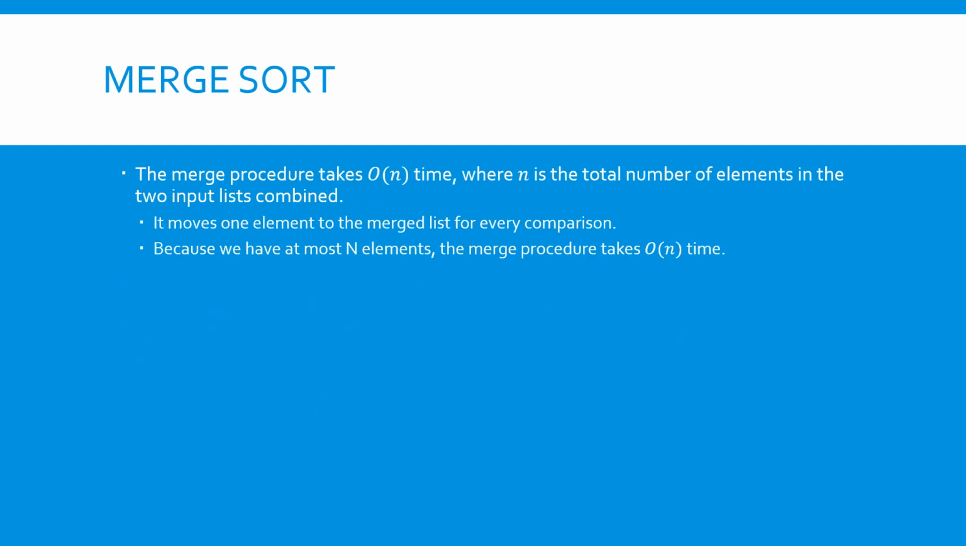The merge procedure runs in O(n) time, where n is the number of elements in the output list. This is because the procedure outputs one element after each comparison. Since there are at most n elements to output, the number of comparisons is also upper bounded by n.